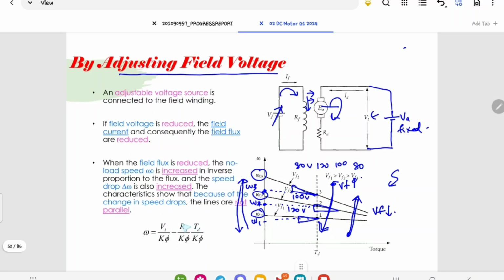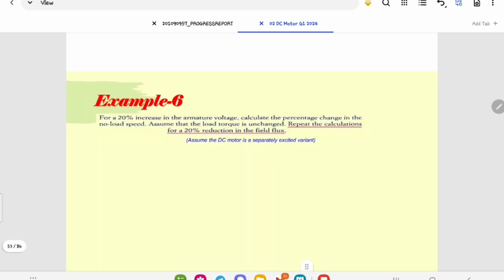There's no VF here. However, changes of field voltage will give effect on the flux. And flux will give effect on the initial speed and the speed drop. That is why the speed changes, the changes on the speed as well as the speed drop here. The slope is also different from one point to another. Okay, let's go to example 6.